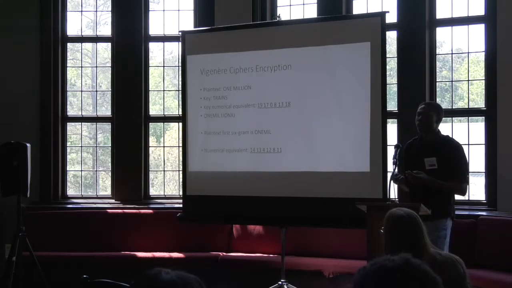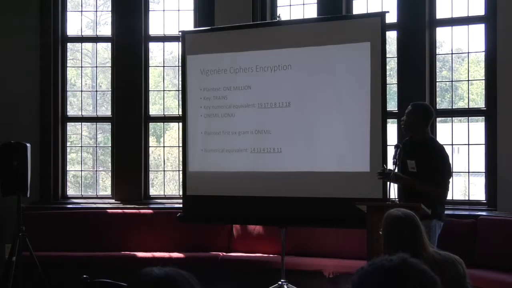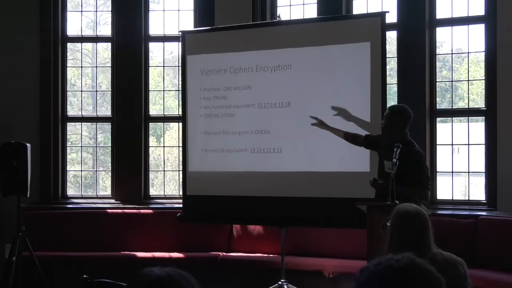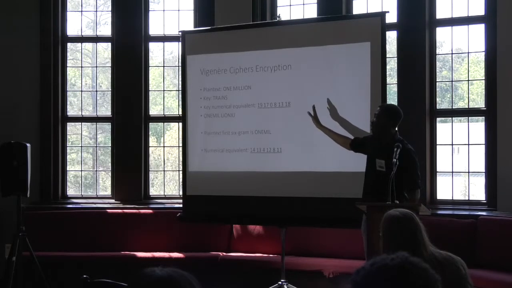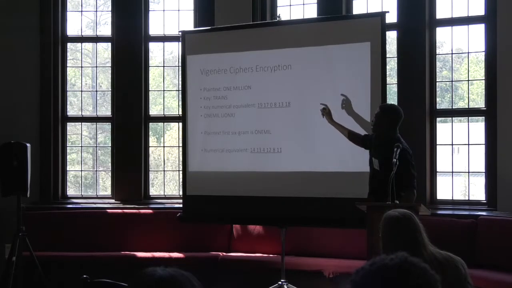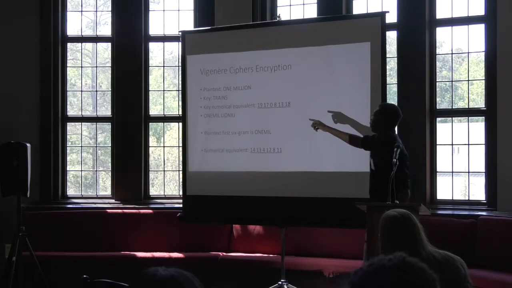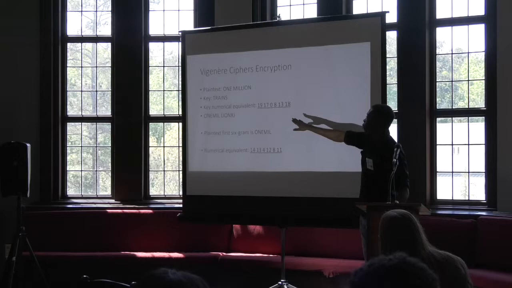The affine cipher required 2 numbers to be the key. The Vigenère goes even further. Vigenère actually requires a word to be the key. So we're going to use this word to encrypt the plaintext into the ciphertext. This is a great example. The plaintext is one million, and the key is string. So we're going to turn the key into its numerical equivalent.